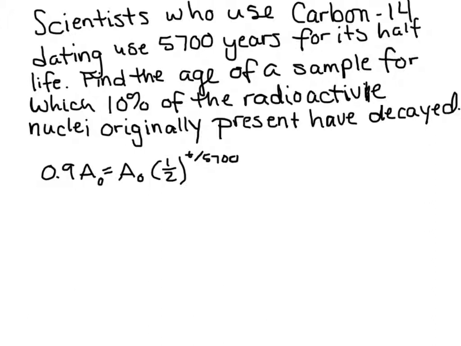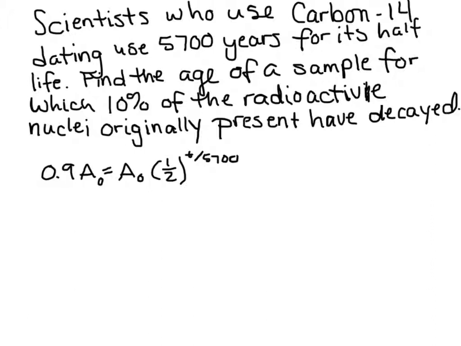Now let's talk about why we did what we did. The 1/2 is there because 5,700 years cuts the sample in half. We're dividing t by 5,700 because we want to figure out how many times in our amount of time our sample has been cut in half. So if our time was 5,700 years, then 5,700 over 5,700 would be 1. 1/2 to the 1 is just 1/2. So we would be left with half of the original amount. So we're looking for that proportion.